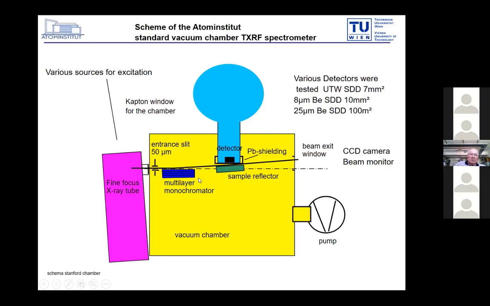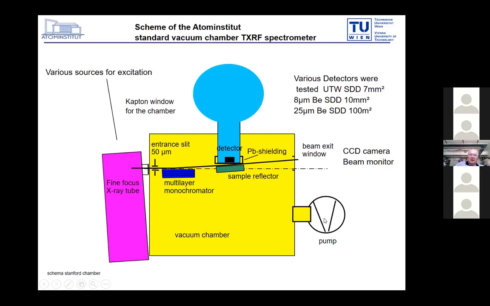We have a multi-layer for monochromatization to the anode material, if it is a moly, if it is a chromium, a copper, or a rhodium. So you have some multi-layers in use. And then you go in total deflection condition to the sample and place your detector as close as possible. You can watch the beam and control it by CCD camera.